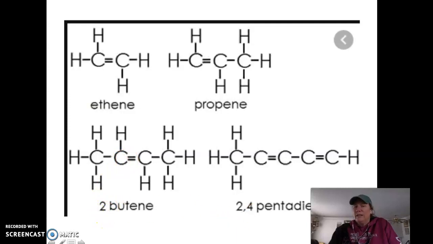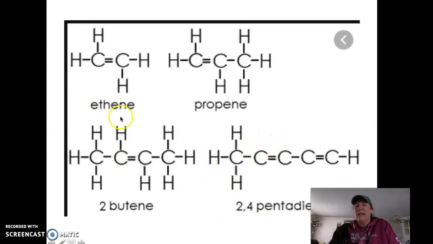Now this one is a diene, though you can't see it here, sorry, I cut it off. Here we've got 2 double bonds, on the second and the fourth carbon. It's 1, 2, 3, 4, 5, so that's penta, and then you put diene: pentadiene. That tells me there's a double bond on the second carbon and on the fourth carbon.